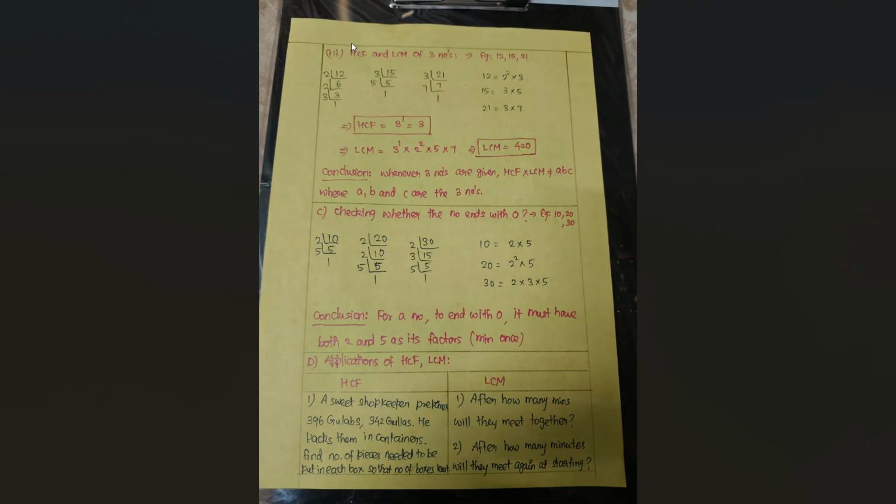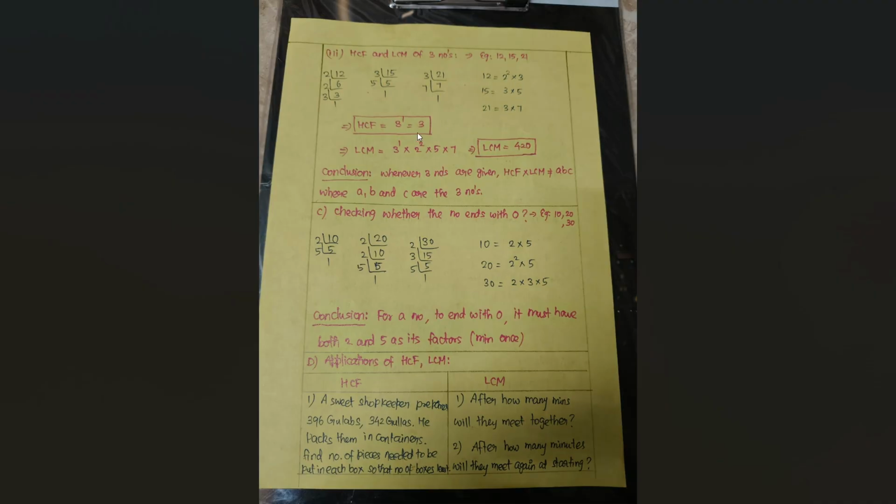And similarly, here we have another set of examples. HCF and LCM of three numbers, 12, 15 and 21. So 12 can be prime factorized like this, 2 square into 3. 15 can be written as 3 into 5. 21 can be written as 3 into 7. So you have to choose the common factor, which is 3.